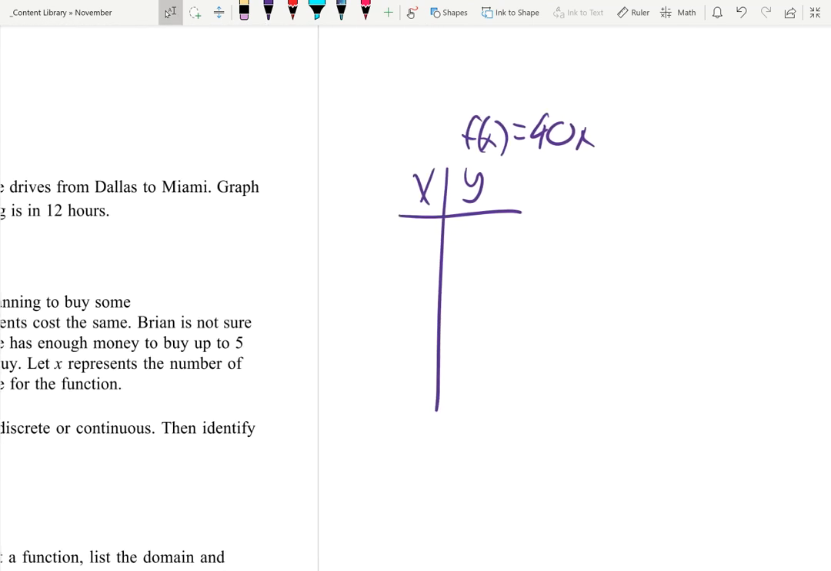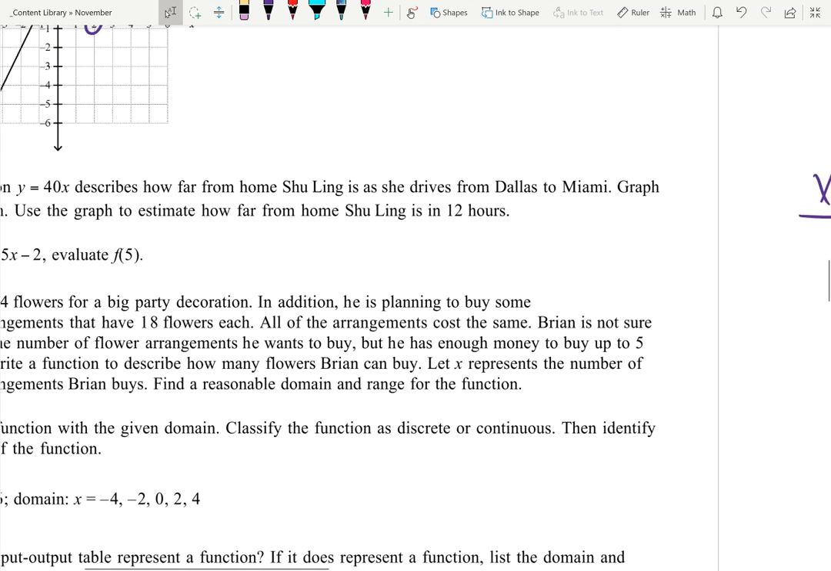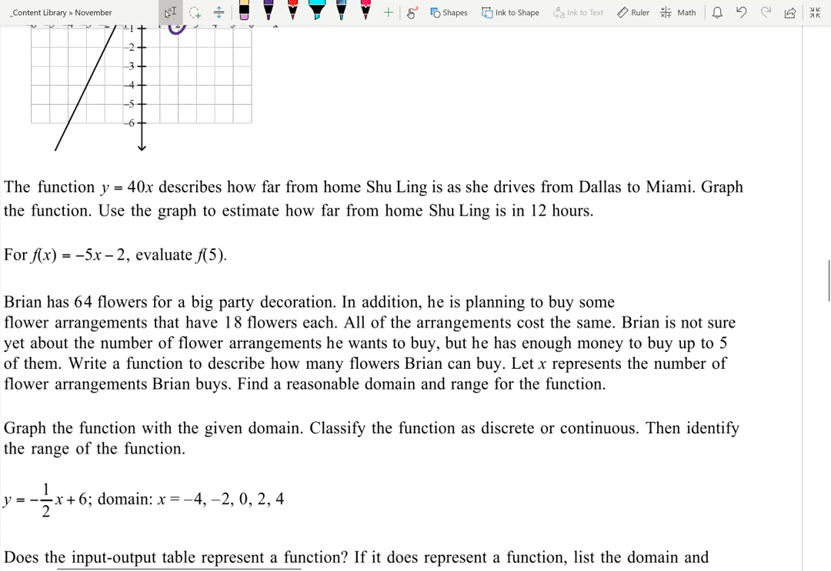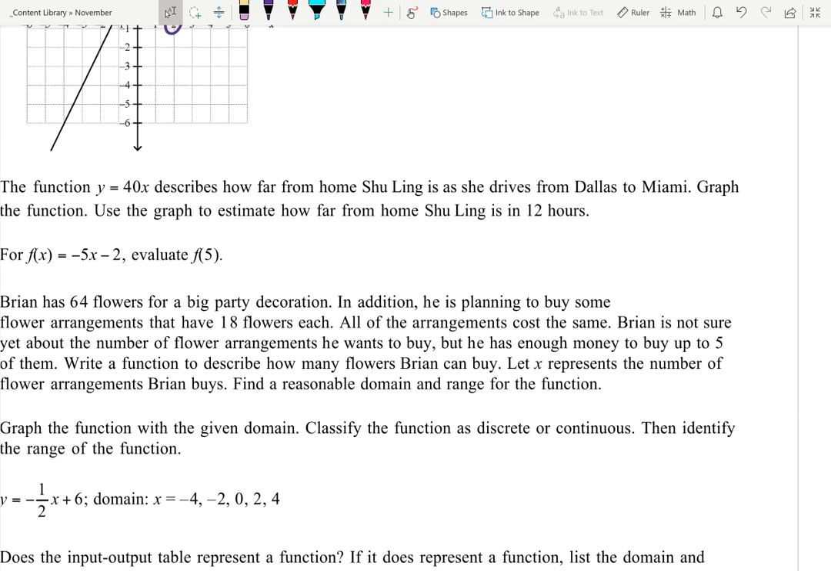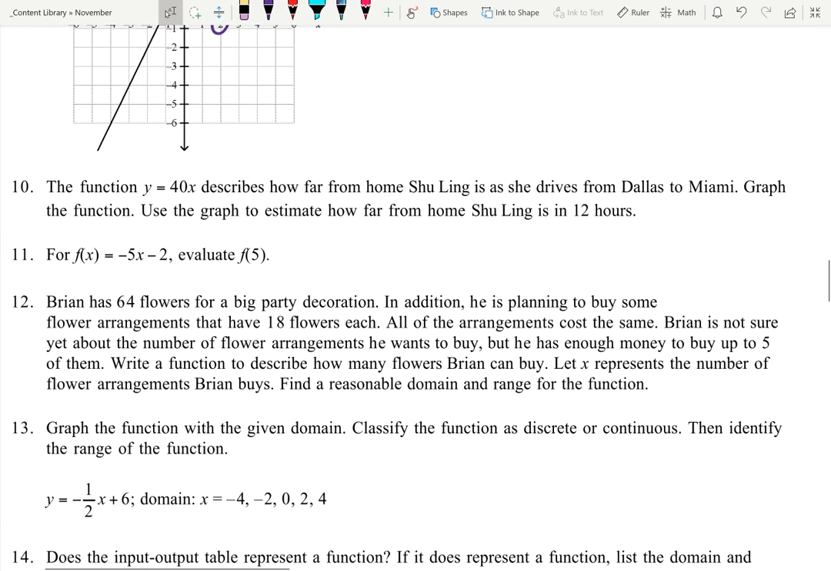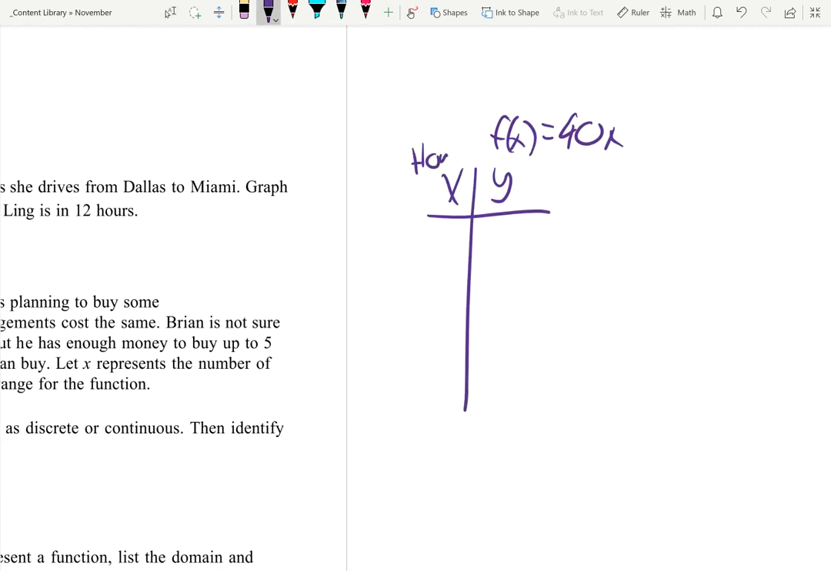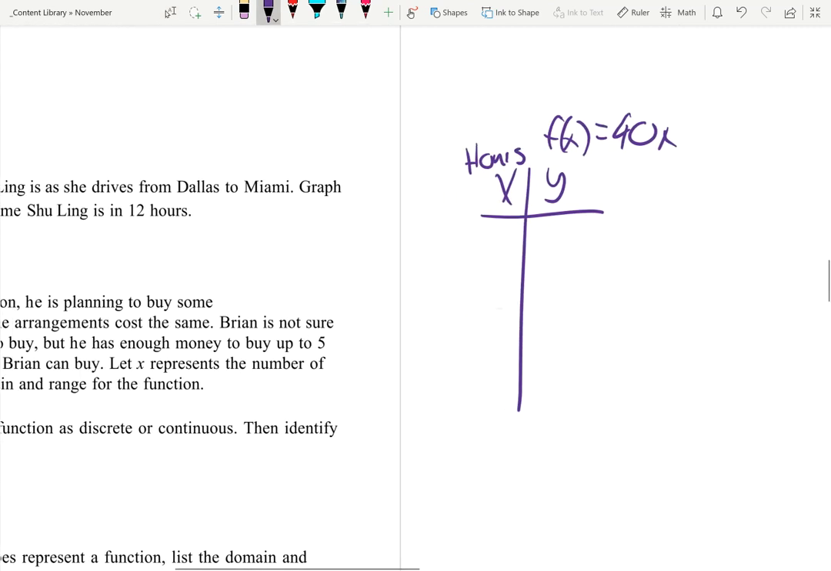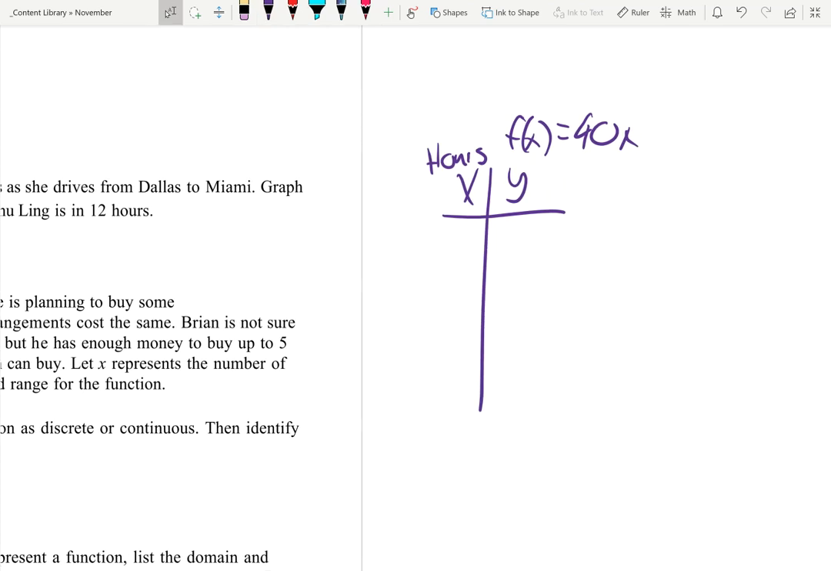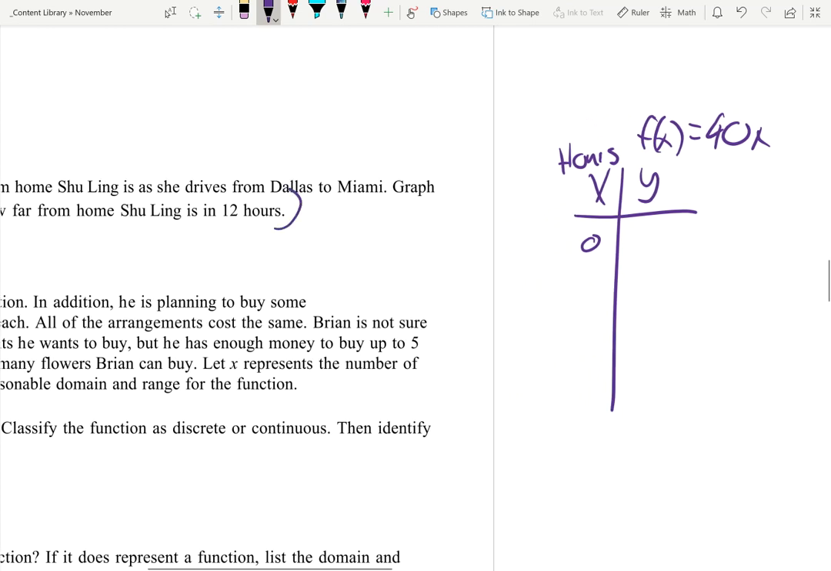Now, because it's a word problem, there's no reason to use negative numbers here. It doesn't really say, but x refers to hours in this case. So what I would do is just use numbers that make sense, starting with 0. Now notice I have to go up to 12. So I could just do 0, 1, 2, 3, 4, and all the way up to 12. But just to make it a little easier, I'm just going to go by 2.